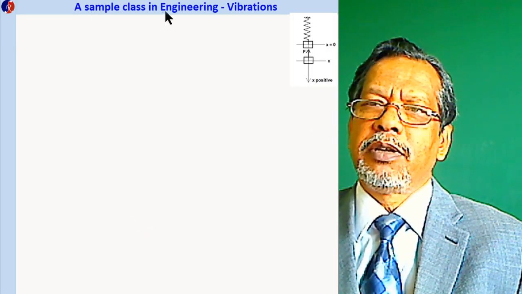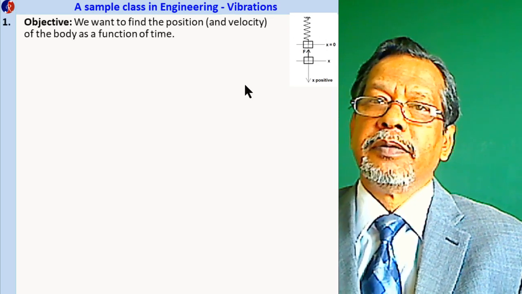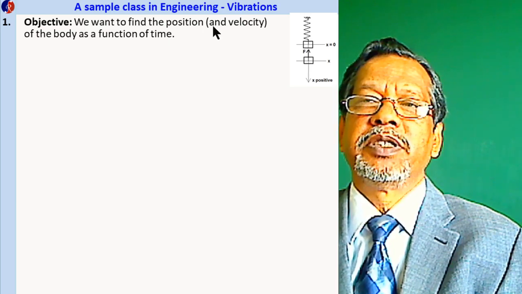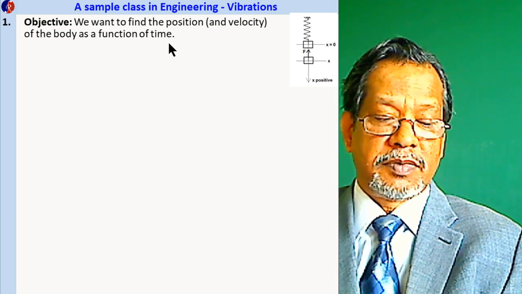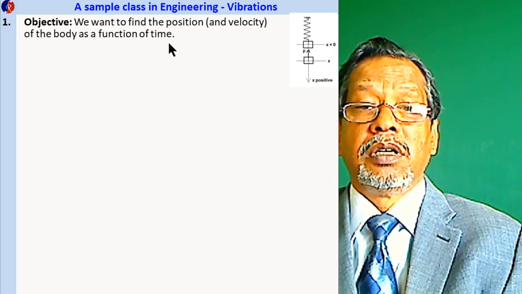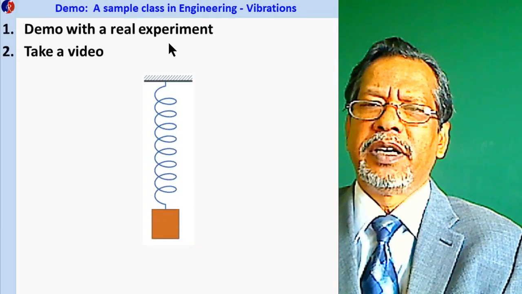All right, a sample class in engineering vibrations. So what are the things you need to do? Objective. What is your objective? We want to find the position and velocity of the body as a function of time. How are you going to tell them that? This is what we are going to do. Okay, something is moving up and down. What do we want to find out?